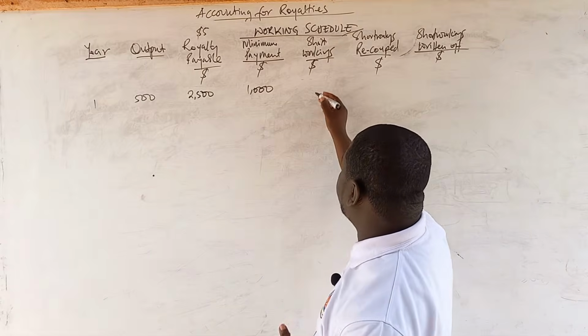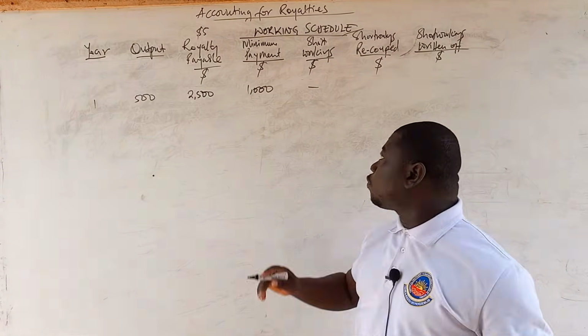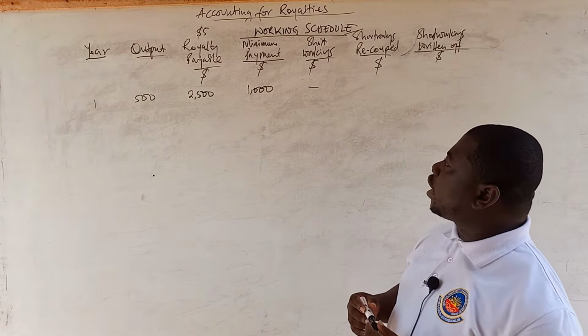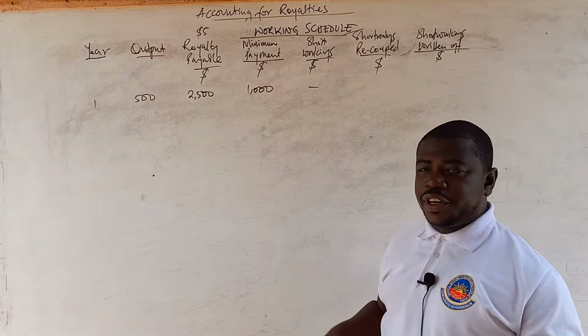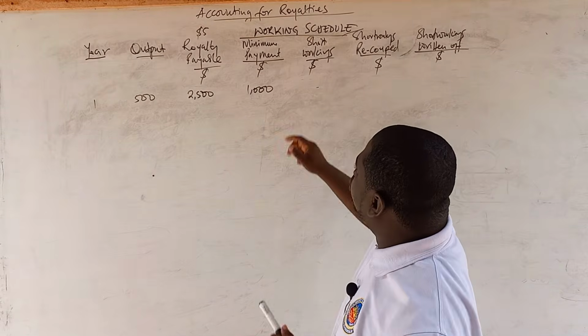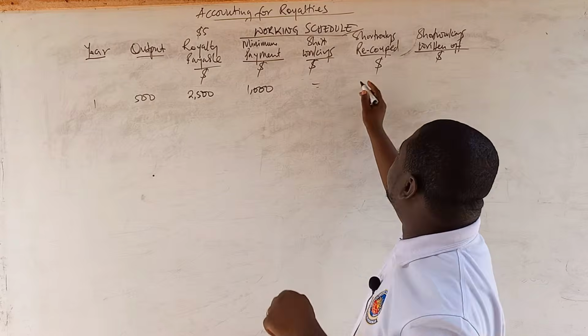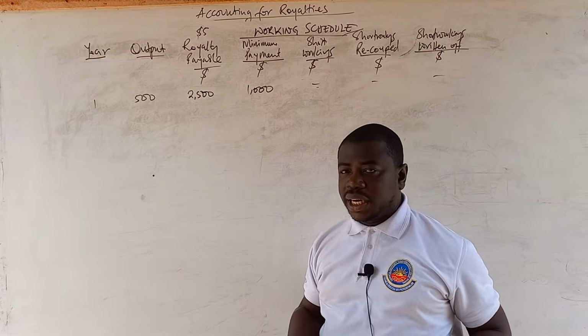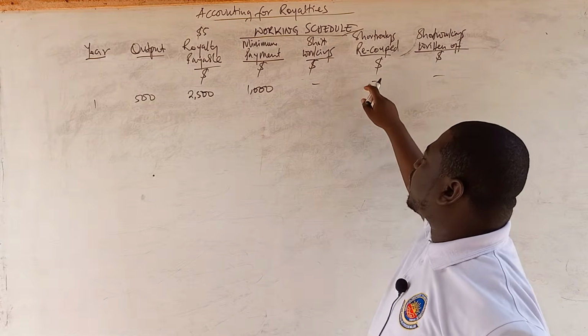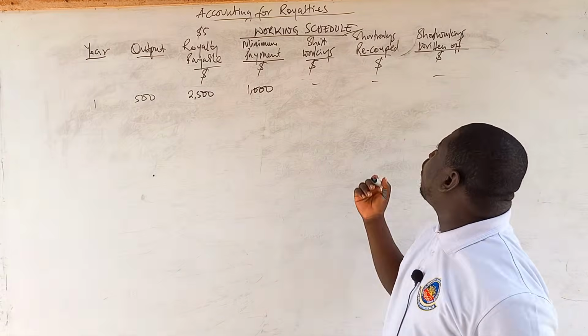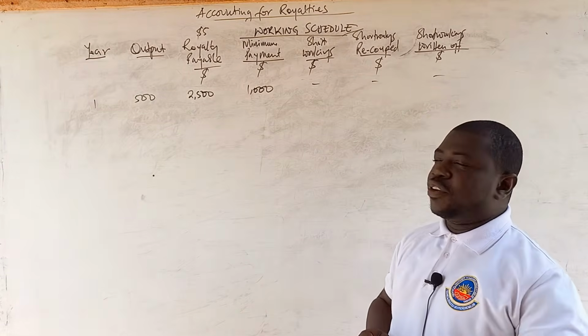So in this case, the royalty payable is more than the minimum, so there are no short workings. Remember, I've explained the concept of short workings. That is when you don't get the minimum, then the difference is called short workings. So there will be no short workings. And once there are no short workings, everything about short workings becomes blank, because we don't even have short workings to think of recovering or to write off. So that is it for the first year.